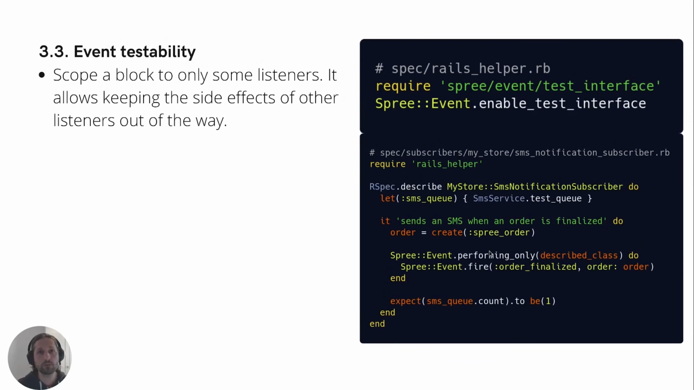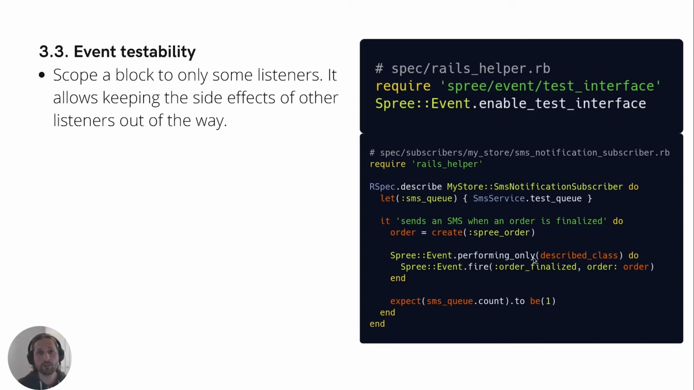Let's move on to how to test the event-driven behavior. The Solidus event bus is a global bus. All events are published to the same instance. For this reason, we need a way to scope the execution of some code to the listeners we want to test. The performing only method will silence all subscribers except for the specified ones for the duration of a block. However, before using it, we need to enable the test interface, as we are doing here in the RSpec helper.